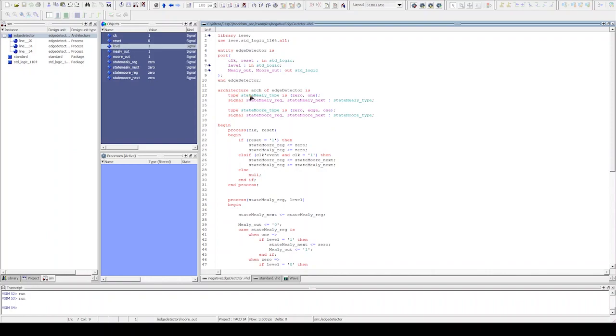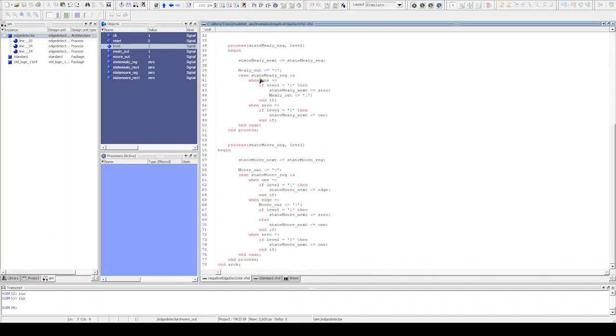For the creation of the architecture, the state of Mealy can be divided into 0 and 1 states. State Mealy register is the current state of the Mealy machine, and state Mealy next is the next state of the Mealy machine. State Moore type can be divided into 0, edge and 1 for the Moore machine. State Moore register is the current state of the Moore machine. State Moore next is the next state of the Moore machine. Now the process begins for the Mealy machine.